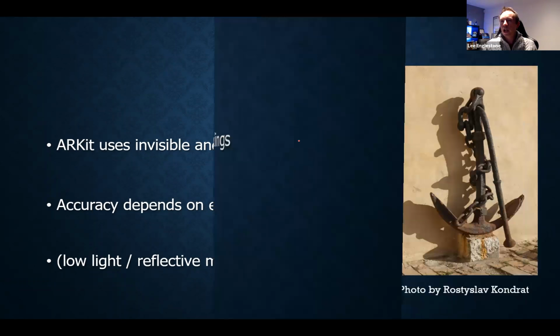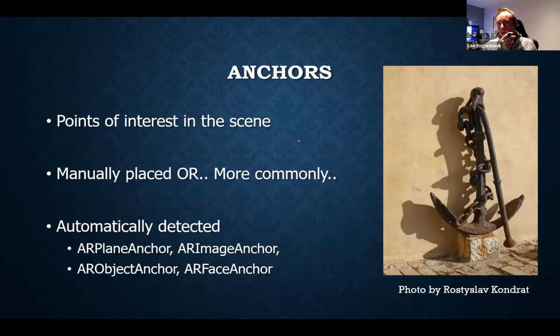We're going to look at anchors in a bit. These are points of interest in the scene, and you can manually place them, or more commonly, if it detects an image in the scene you've told it to detect, it will place an image anchor there. If it detects a plane, a flat surface, it will place a plane anchor there, and similarly if it detects a face, it will place a face anchor, and it knows to keep tracking that, and that allows us to do some interesting things with those anchors.